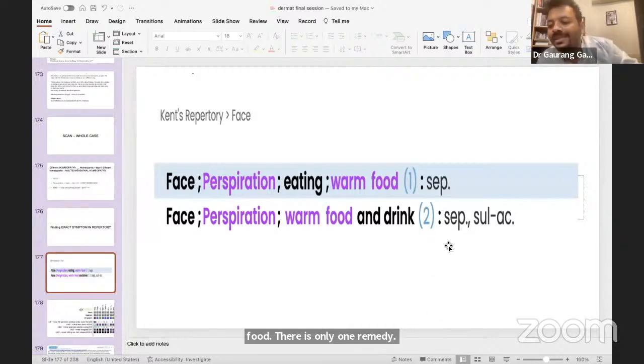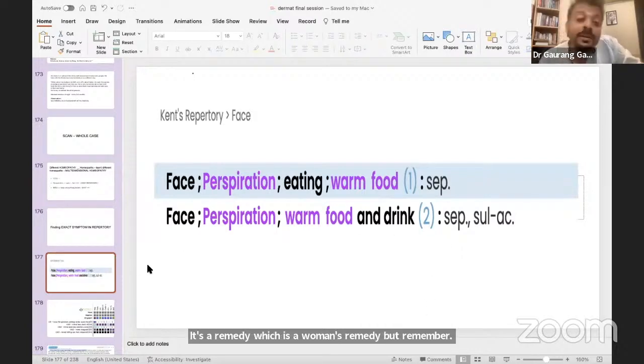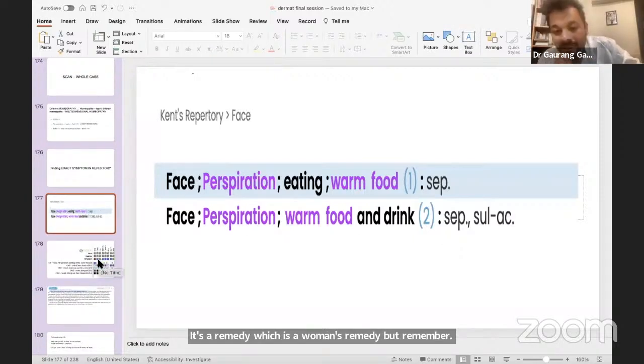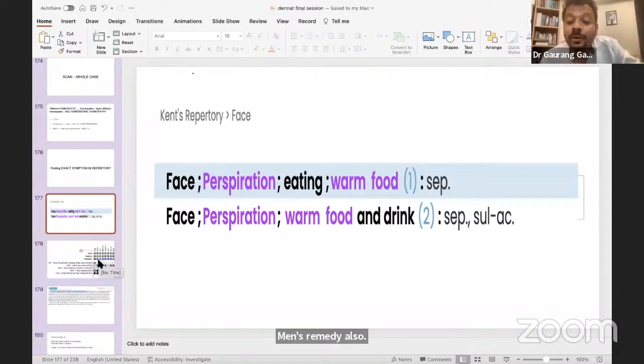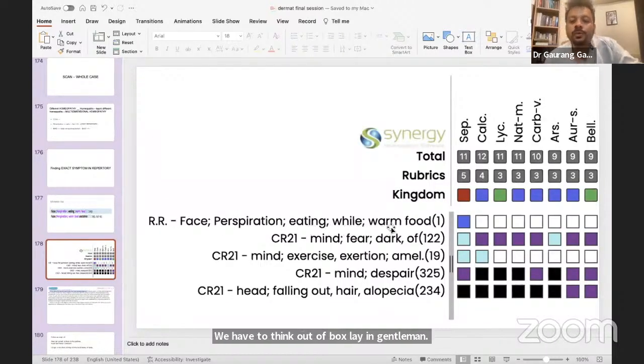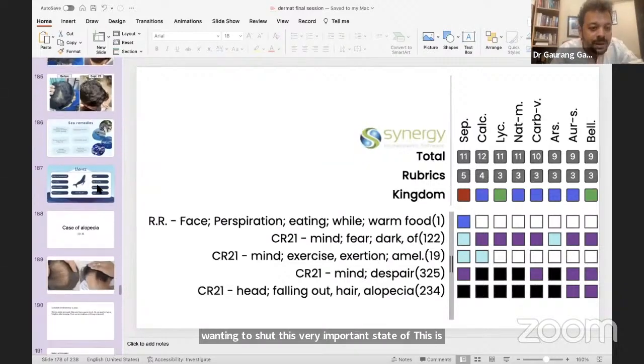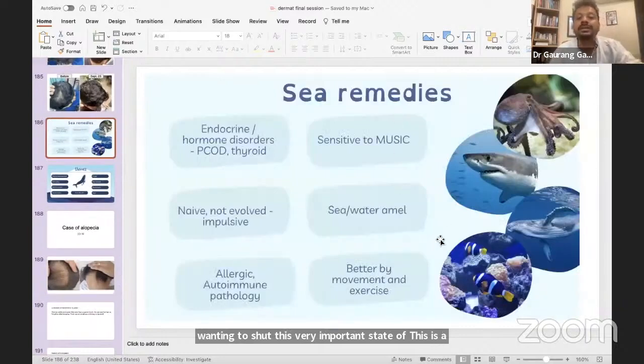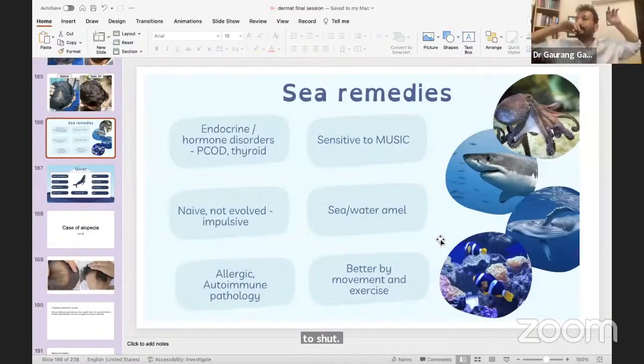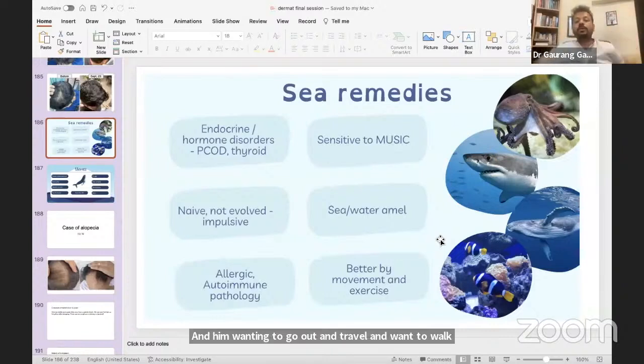It's a remedy which is a woman's remedy, but remember, it is a very important men's remedy also. Read about it from Kent. Today, go and read Kent and see how beautifully it is for men's health. We have to think out of the box, ladies and gentlemen. So perspiration, eating warm food, of course all the fears, the despair, the hair fall, and also this wanting to shut. This is a very important state of the C remedies, wanting to shut, and him wanting to go out and travel and walk and exercise. This is a very important part of C remedies.